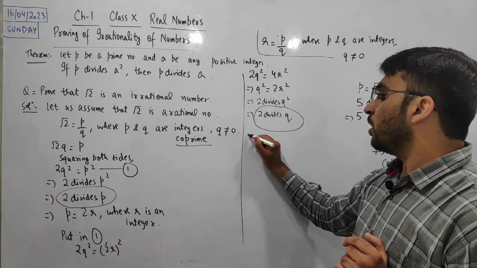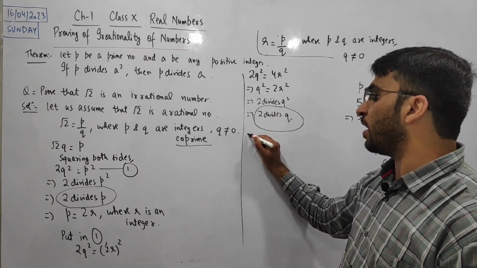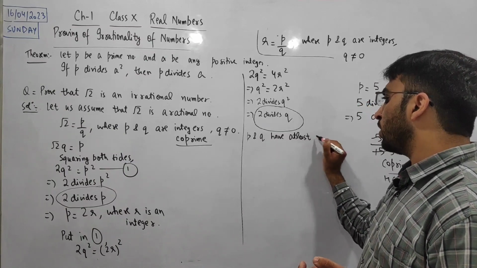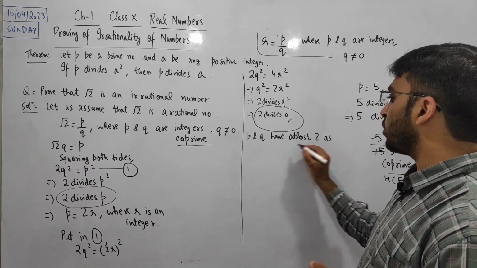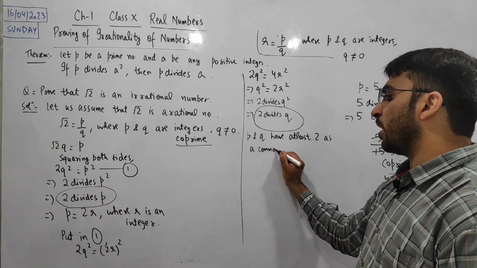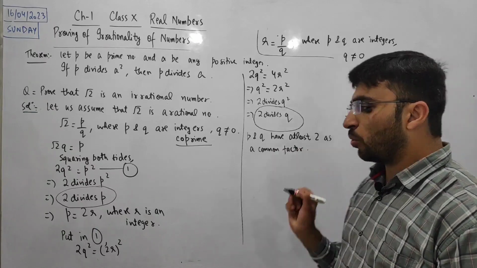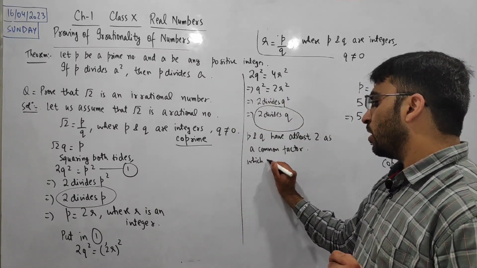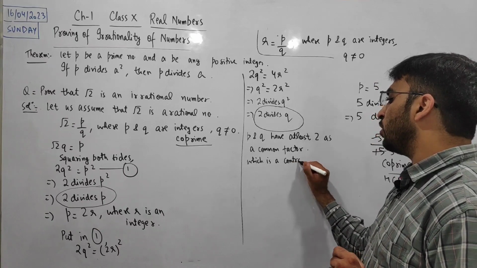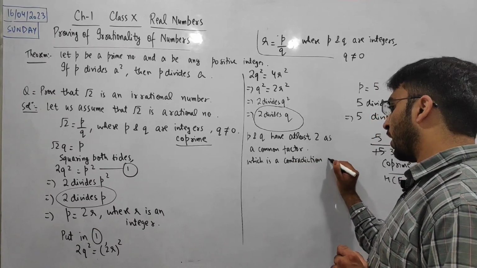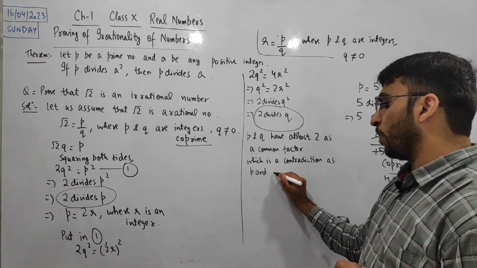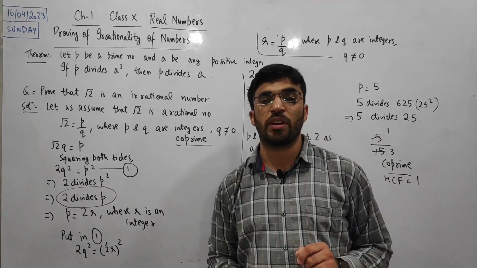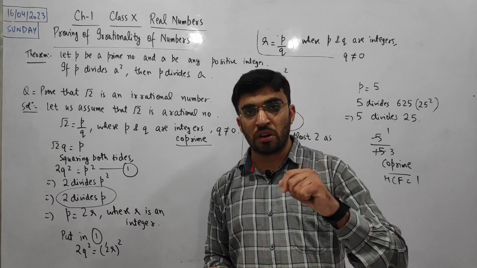So we can say that p and q have at least 2 as a common factor. 2 is a common factor in both p and q. There can be more factors also, but at least 2 is there. But that is a contradiction. Why is it a contradiction? As p and q were assumed to be co-prime. Since they are co-prime, they should not have any common factor, but they actually have 2 as a common factor. So these two things are contradictory to each other.